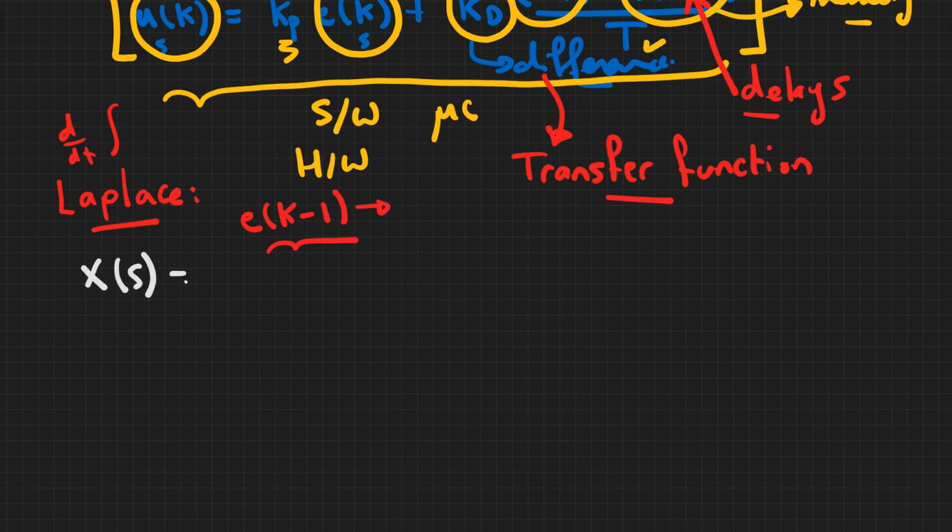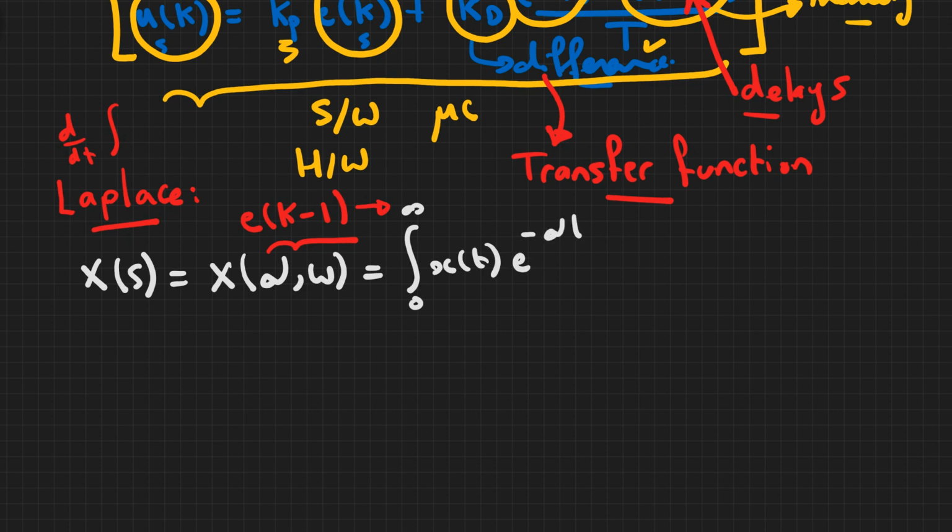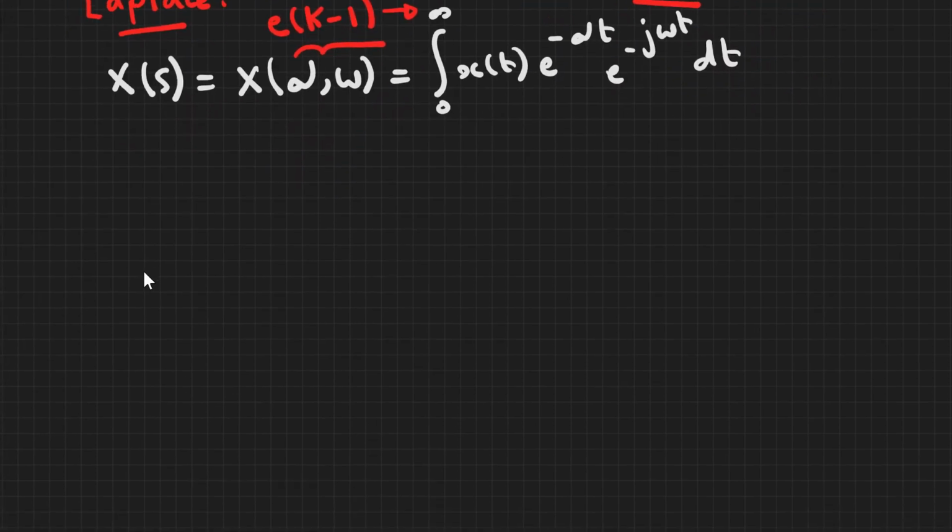We know that the Laplace transform is a function of two variables, sigma and omega. It's the integral of x of t, e to the minus st, which is e to the minus sigma t multiplied by e to the minus j omega t dt. So this is the equation of the Laplace transform that we all know from before. Let's do a little bit of math here.